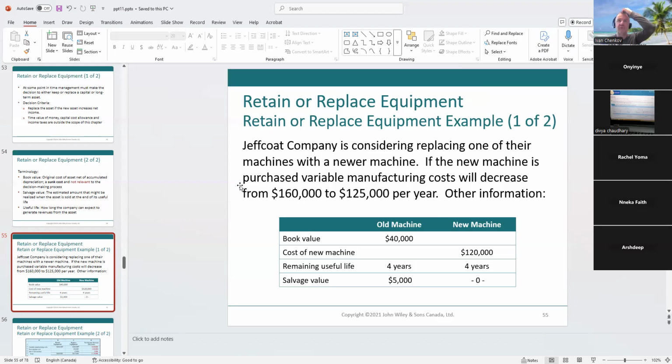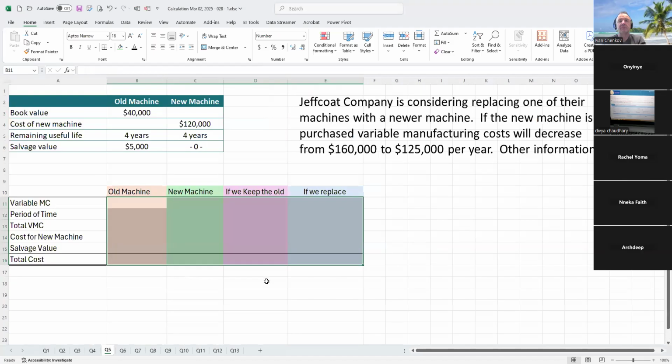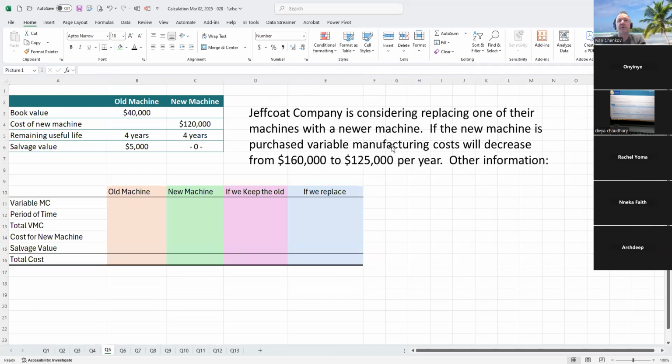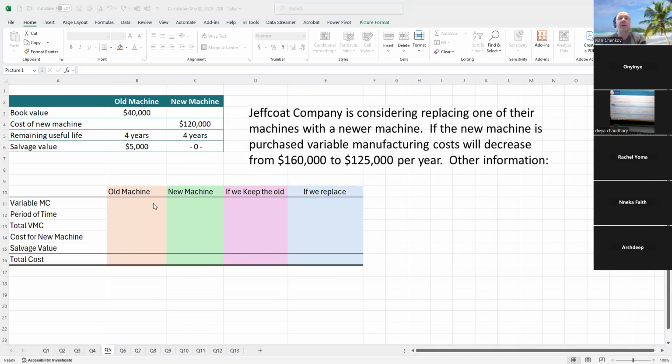Now let's move to the Excel spreadsheet. And let's move to question number 5 at the bottom of the worksheet. And we're going to have here already set up for us. Can you see it? Yes. So what we have is the old machine, right? Yeah.